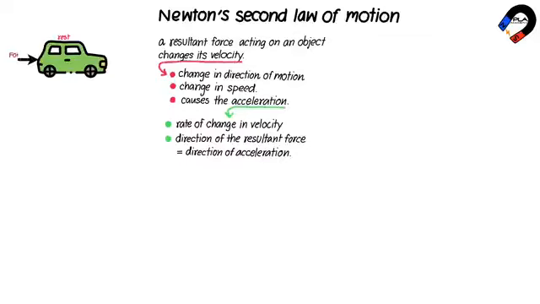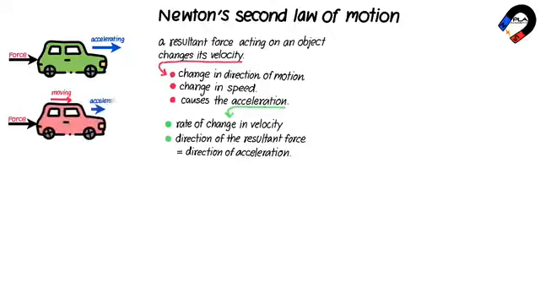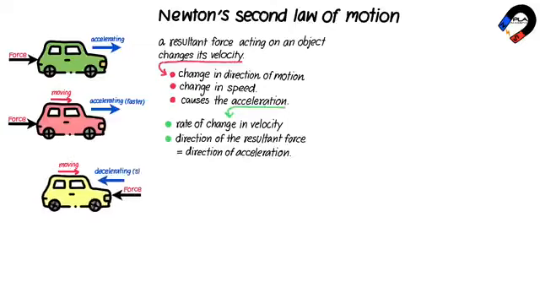For example, if the resultant force acts on an object that is at rest, the object will start to accelerate. If the resultant force acts on an object that is moving in the same direction as the force, the object will accelerate even faster. If the resultant force acts on an object that is moving in the opposite direction of the force, the object will decelerate. If the resultant force acts perpendicular to the object's direction of motion, the object will change direction and the speed remains the same.